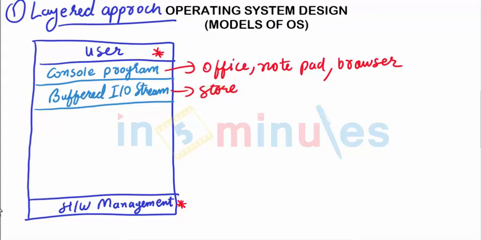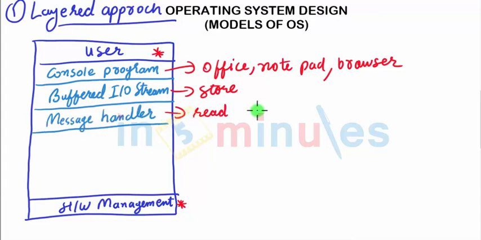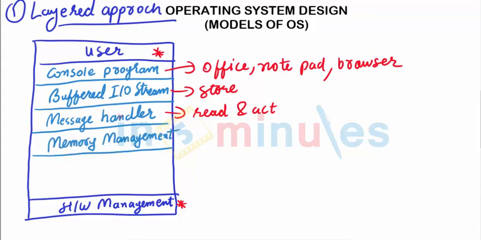From the buffer, data would be taken and given to the message handler, where the message handler will read and act. The basic idea over here is pretty simple. You take the data, you read the data, you understand whom to call, which function to call, which service to call, and the message handler would be responsible for exactly doing the same. Once the message handler is clear about what to give, the next thing is memory management.